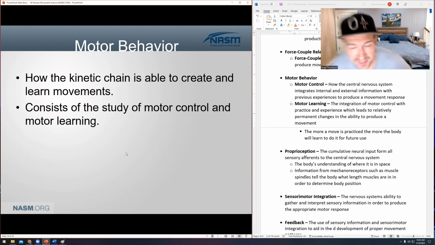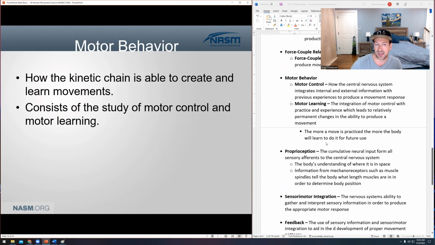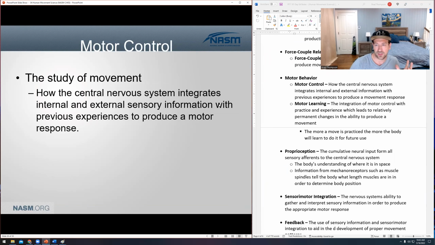So let's go ahead and put all this together to talk about how we actually produce these movements, how we learn these movements. So we're going to call this our motor behavior, right? Proper form requires proper motor behavior. You have to learn how to do these movements correctly. So motor behavior is how your kinetic chain creates movements, how it learns movements, right? And it's made up of a couple different things here.